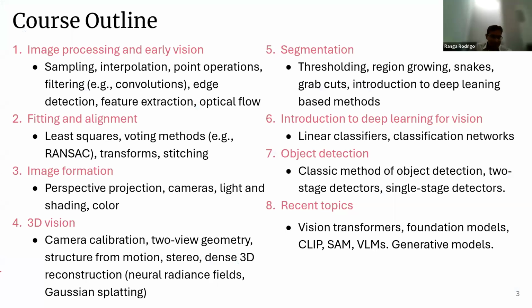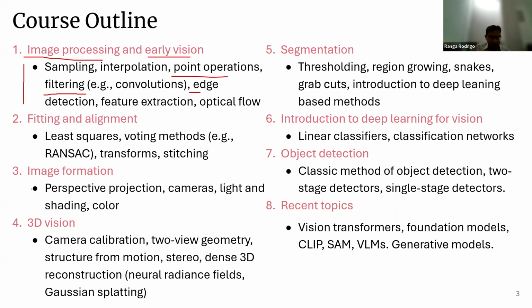In this course, we will start with image processing and then look at early computer vision. How to sample images, how to interpolate them, so-called point operations, spatial filtering, edge detection, feature extraction, optical flow. These simple operations will be studied early in the course. Then we will look at slightly higher level topics called fitting and alignment. We will see how to fit lines to a set of points, which you may have studied under regression. Then voting methods like RANSAC, how to do transformations, and how to stitch a couple of images together.